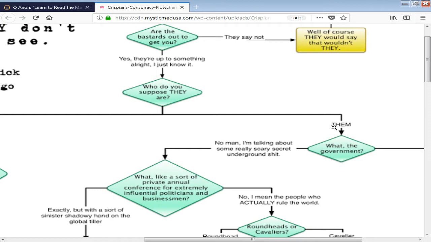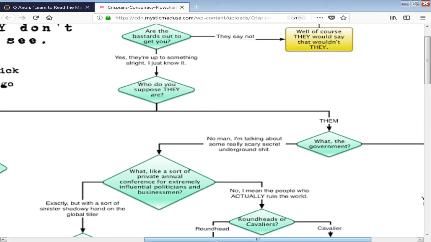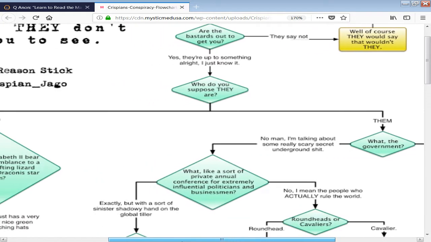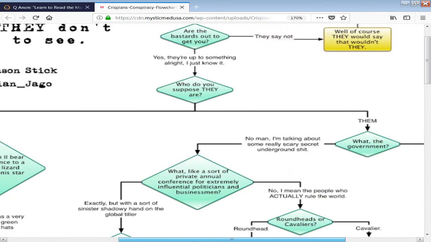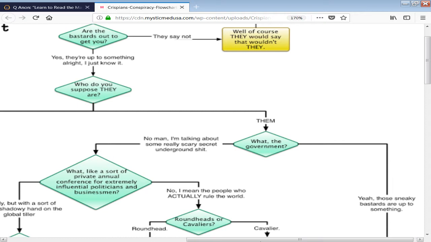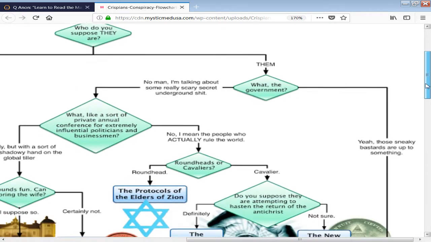Let's back this one up a little bit here. So you have a couple different options. You have them, aliens, or big pharma. So let's go with them. Let's try them. Okay, so on to them.